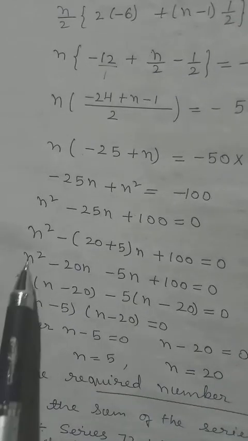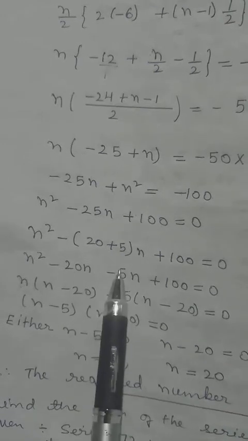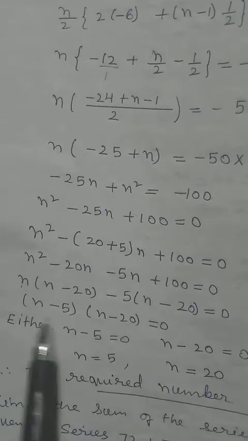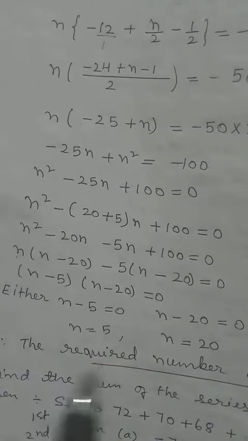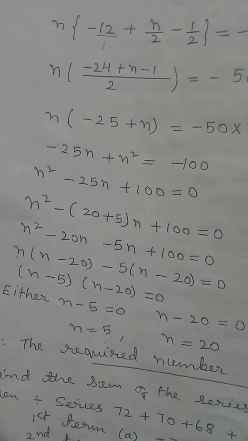Remove the bracket, multiply the sign inside. Here only the variable, take common only the variable. Here 100 we can divide by 5, so we take common. Then minus to plus here becomes minus. So that means here we get the number of terms, both are possible. So the number of terms, they are 5 and 20.